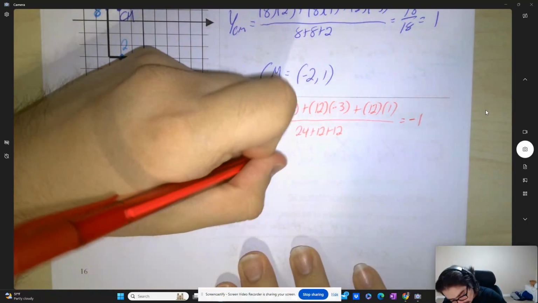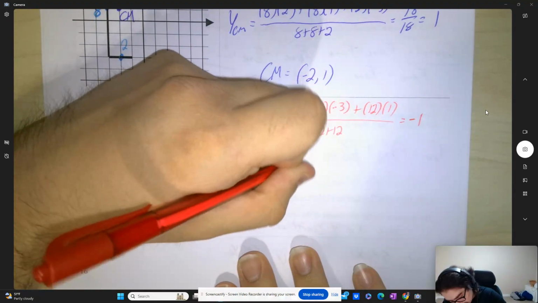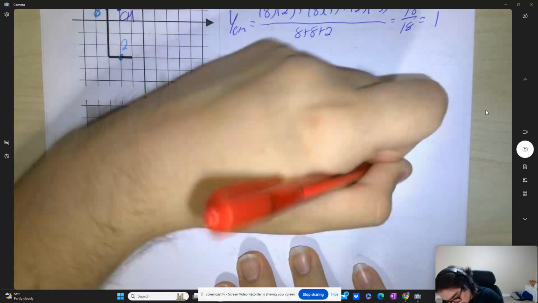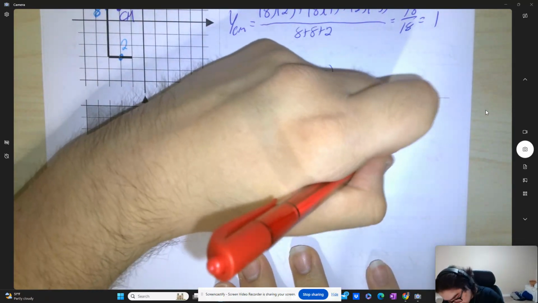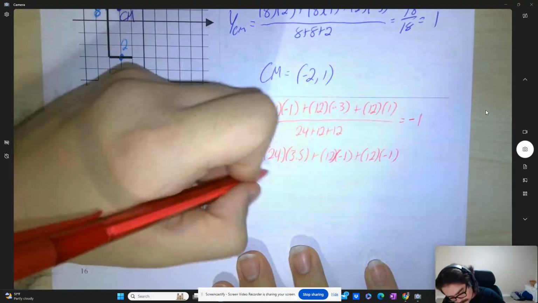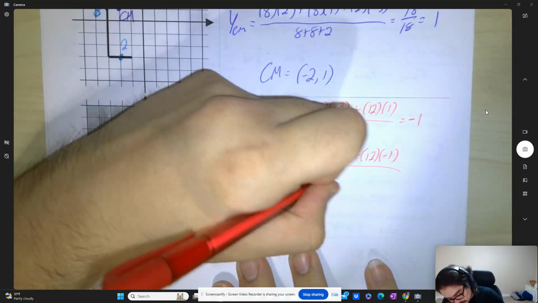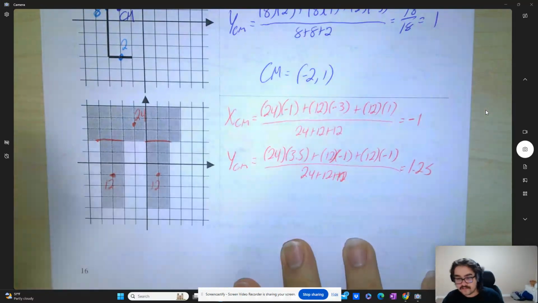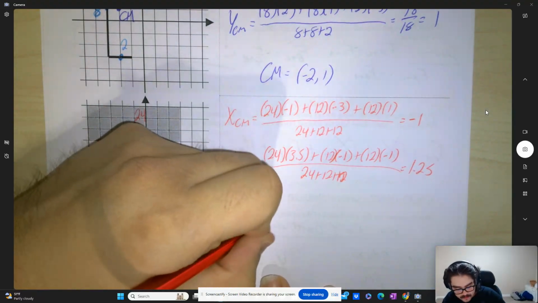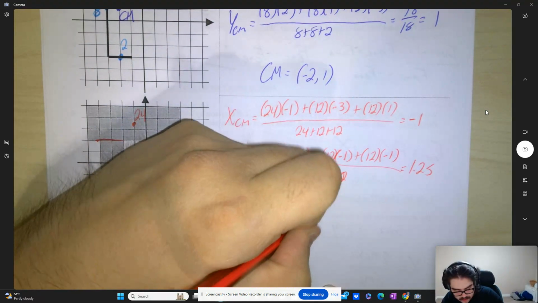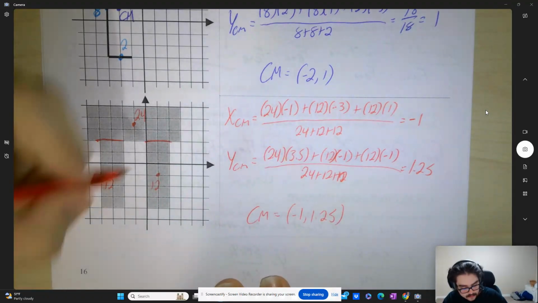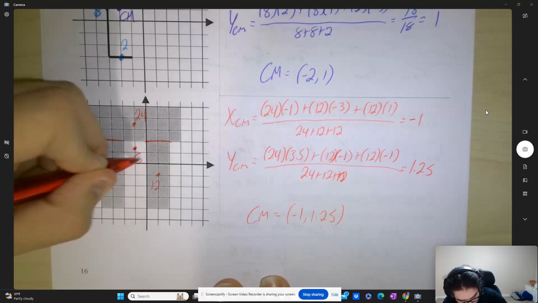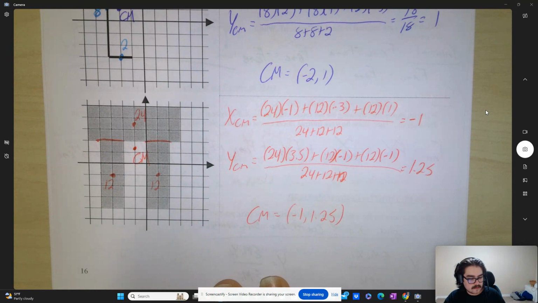The y center of mass is 24 times 3.5, plus 12 times negative 1, plus 12 times negative 1, over 24 plus 12 plus 12. That ends up giving you about 1.25, which is kind of an odd number. So the center of mass is going to be located at negative 1 comma 1.25. So I'm going to go there. Negative 1 comma 1.25. There's 1, and then about 2.25 is right about there. See how that works out?